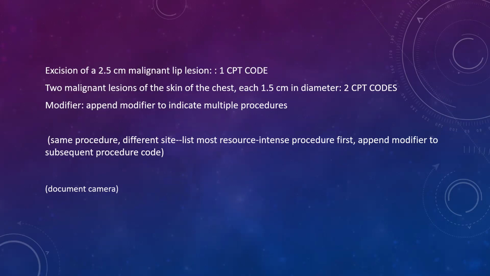So what we're going to do is, as always, list the resource intense procedure first. That's that lip lesion. And then we'll add the modifier to the subsequent code. So whatever we're going to list next. So that's going to be our chest lesions. Okay, so I'll show you how we do that here in a second. But I am going to switch over to the document camera. If you want to pause right now and try to find the answers, that would be great. Otherwise, just follow along with me.